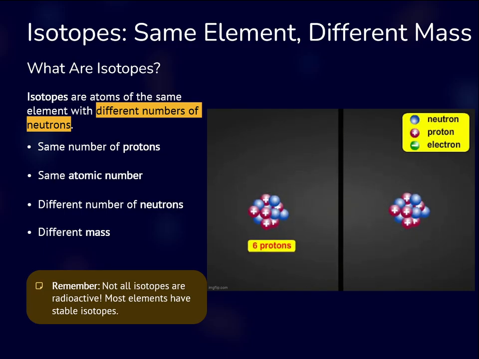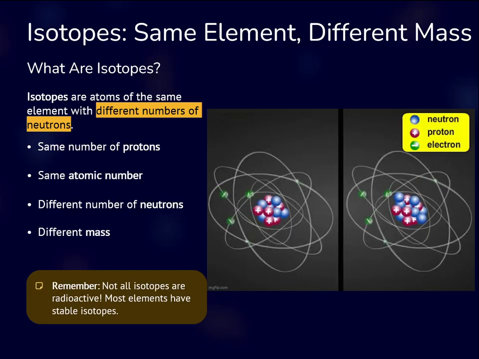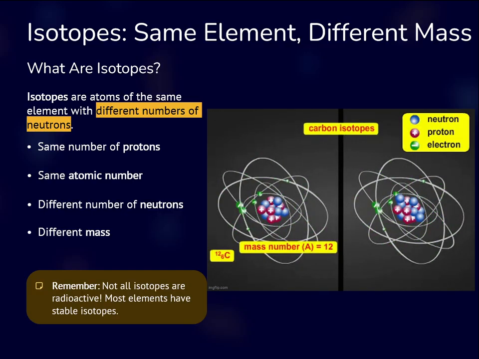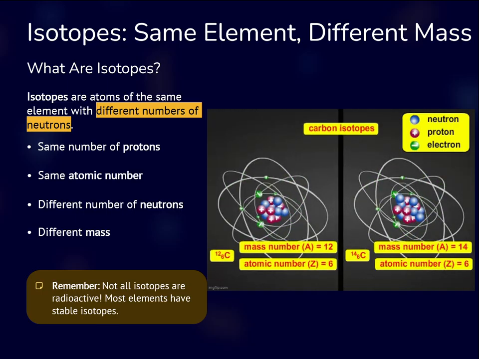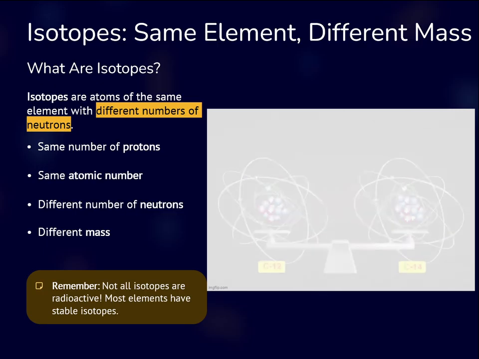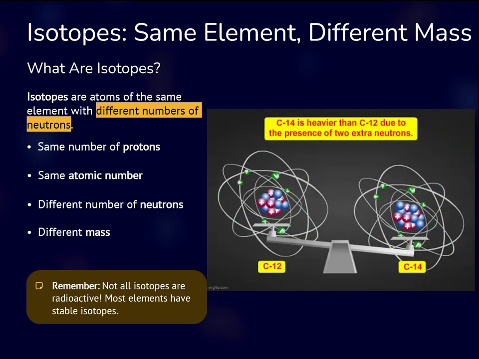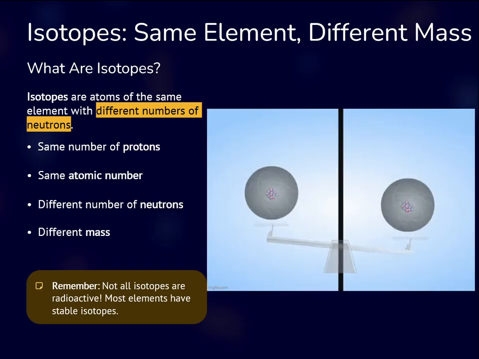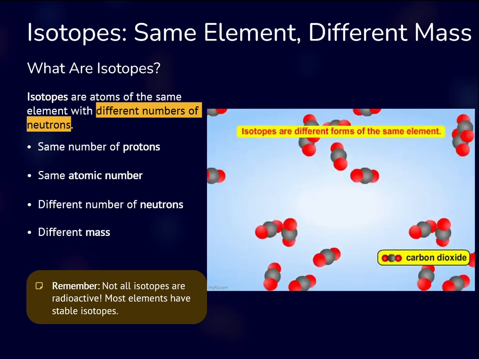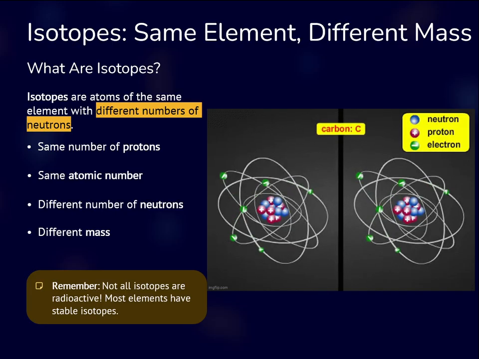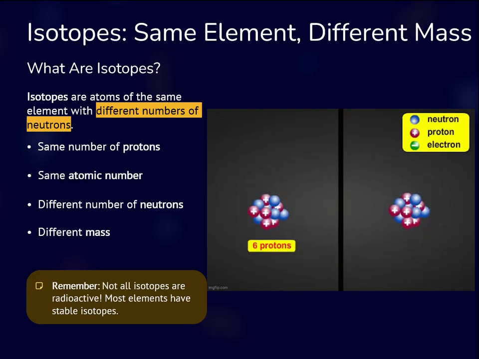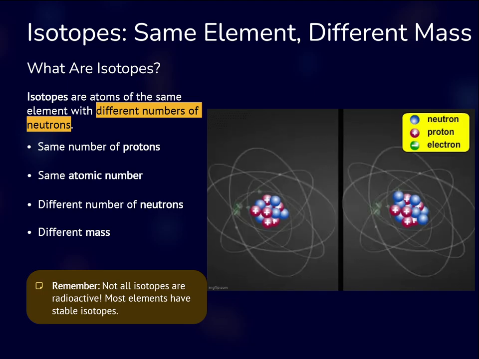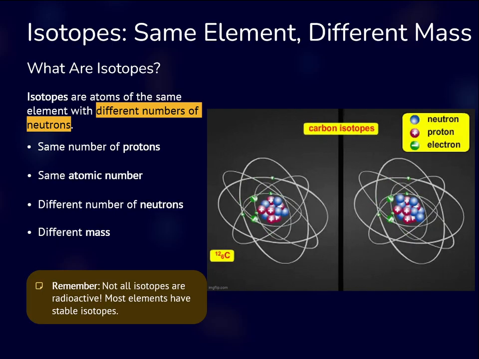Now that we know that an element's identity comes from its number of protons, let's look at what happens when the number stays the same, but the neutrons change. These variations are called isotopes, atoms of the same element that have the same number of protons but different numbers of neutrons. Because protons stay constant, the atomic number never changes, but the mass number does. Take carbon, for example. Carbon-12 has 6 protons and 6 neutrons. Carbon-13 still has 6 protons, but now 7 neutrons. And carbon-14 has 6 protons and 8 neutrons. They're all carbon, but each has a slightly different mass.